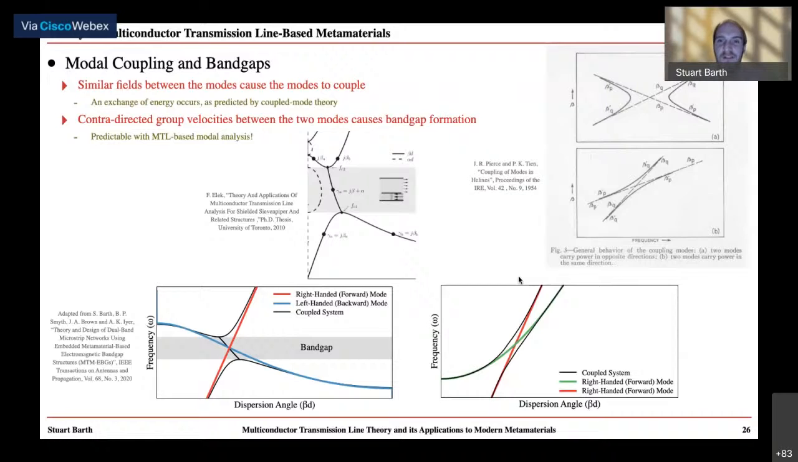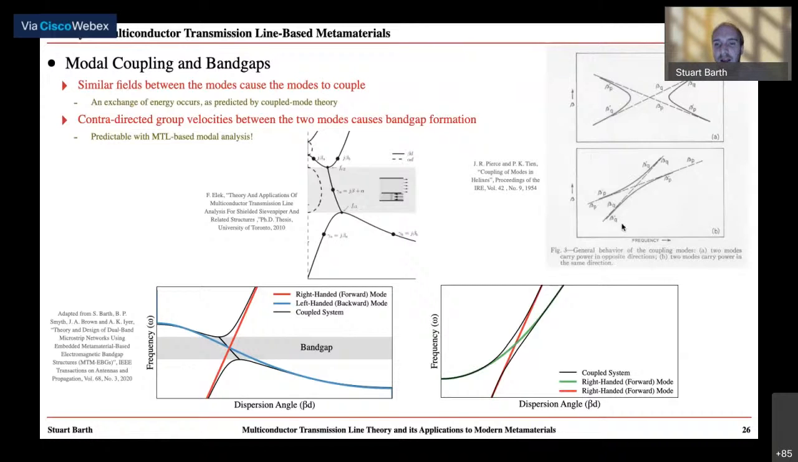And one of the unique phenomena we see in multi-conductor transmission line metamaterials is that contra-directed group velocities between two modes can cause the formation of band gaps. And moreover, these band gaps are predictable with the MTL-based modal analysis that we understand. And this isn't really new behavior. This modal coupling was examined many years ago. So for example, in the top right, I've shown some of the work of Pierce, who worked in depth with coupled mode theory. And he showed that the exchange of energy between forward or backward directed modes resulted in various types of band gap.